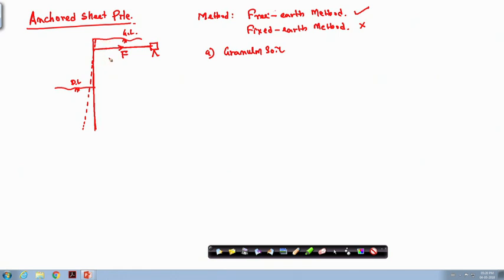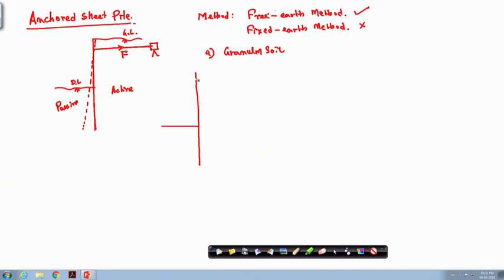So, that is why we are neglecting that condition, and we are assuming that this right side is total active and this left side is total passive. So, this is our active and this is the passive condition. Okay. So, if it is a granular soil, then as it is total active and passive condition, this portion is passive, this portion is active.